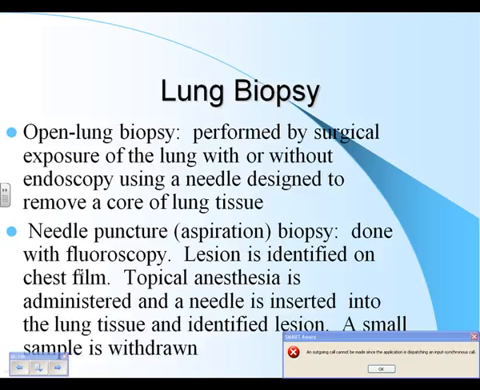The lesion is identified on the chest film, and then they'll use a topical anesthetic agent over the area where the biopsy is going to be, and they will insert a needle into the lung tissue and into the identified lesion and pull out a sample of tissue and fluid from the lesion.